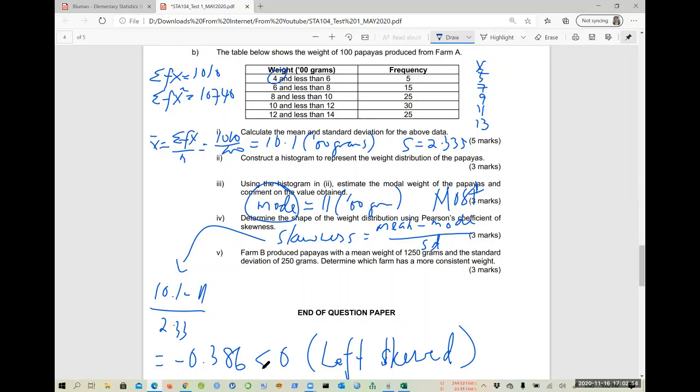The last one asks you to make a comparison. Just now we had farm A, and now you have farm B. They give you the mean and the standard deviation for papaya weight in farm B. You have to compare which one has more consistent weight, farm A or farm B. So you find the CV for A, which is S divided by x bar times 100. For farm A, you have 2.333 divided by 10.1 times 100. So you get 23.1.